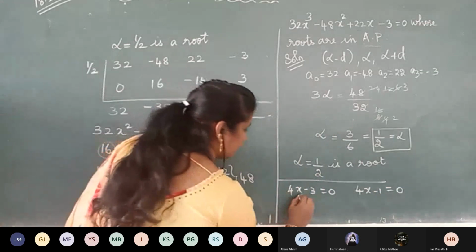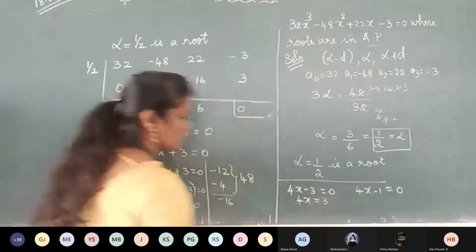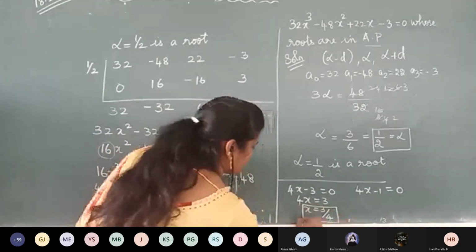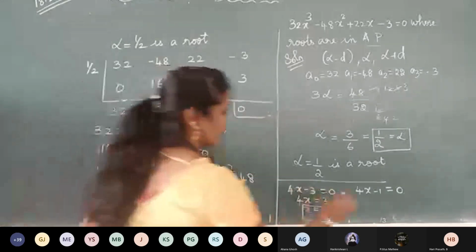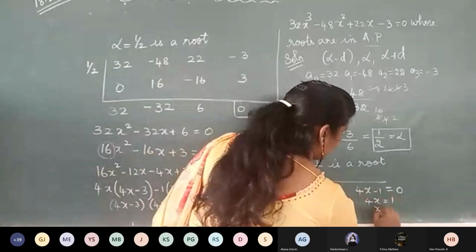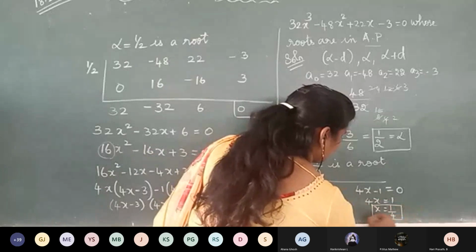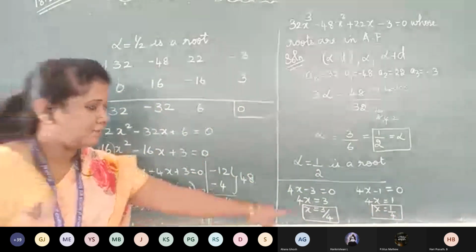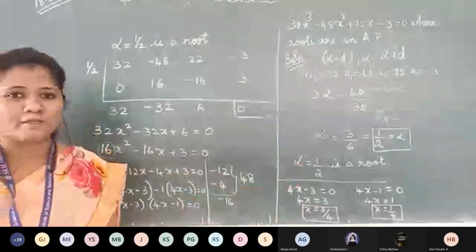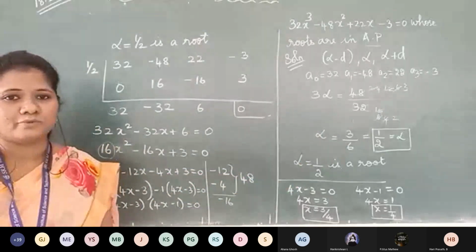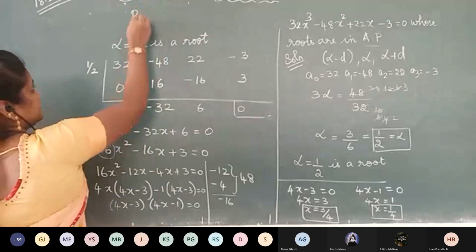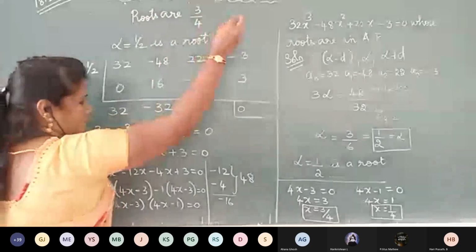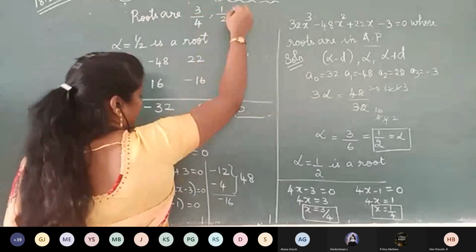So from here, you need only x. That will be 4x is equal to 3. x is equal to 3 by 4. So x is equal to 3 by 4 is one of the roots. And here 4x is equal to 1. x is equal to 1 by 4. So your roots are, you need to have this 1 by 2 in the middle. 3 by 4, 1 by 2, 1 by 4. Otherwise 1 by 4, 1 by 2 and 3 by 4. So you will write the roots are 3 by 4, 1 by 2 and 1 by 4.